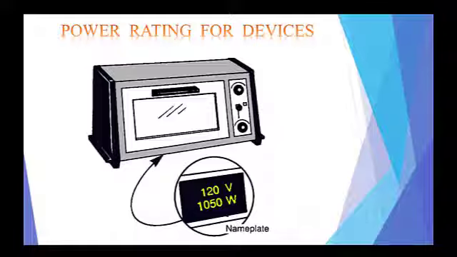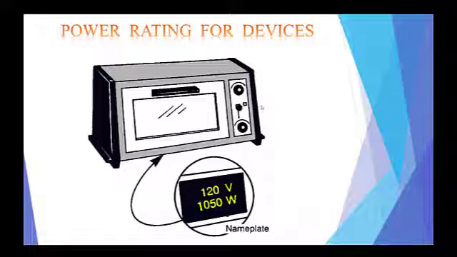Now, devices have power ratings, and typically they're listed on what they call the nameplate data. And what is being consumed is not the same as what's being converted into usable energy. So in this particular device, it's rated 120 volts and 1050 watts. So if we divided 120 into 1050, we'd know how much current it draws. But it doesn't put out that much.